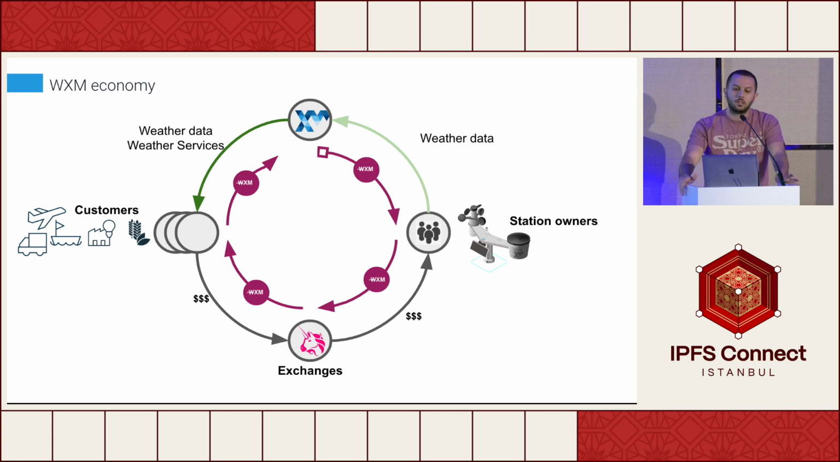So we have the station owners, which are the users that are operating the stations, and they are providing data to the network. And then we have the consumers, which can be enterprises, they can be farmers, and anyone that is basically interested in purchasing and using weather data. And those consumers are going to pay to use those data. And it's going to be tokens in our ecosystem. So this is what is going to be returned back to the users as payment for the data that they provide to the network.